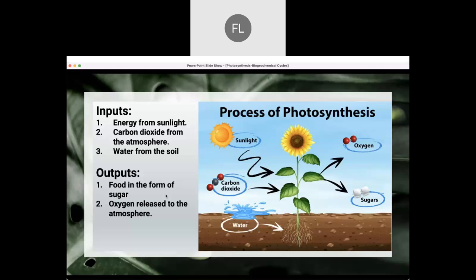So again, the inputs into photosynthesis are energy from the sun, carbon dioxide from the atmosphere, and water. I put from the soil, and that mostly applies to plants, right? If it's algae, they're living in an aquatic environment, so it's not coming from the soil. And the outputs are sugar and oxygen.